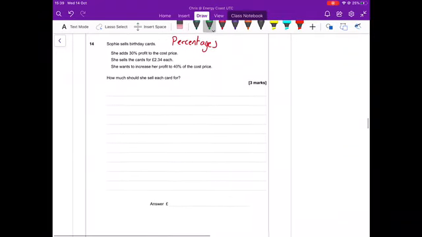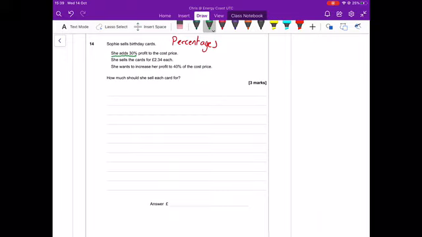Okay, Sophie buys birthday cards. She has 30% profit to the cost price. She sells the cards for £2.34 each. She wants to increase her profit to 40% of the cost price. How much does she sell the card for? Right. She has added 30% to how much it costs her, okay? So we start with 100%. That's what the cost price is, and we've added 30%.